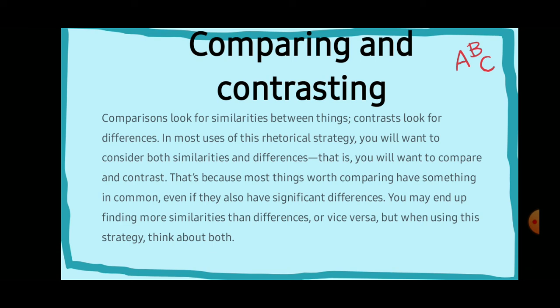Next one would be comparing and contrasting. Comparisons look for similarities between things. Contrasts look for differences. In most uses of this rhetorical strategy, you will want to consider both similarities and differences. That is, you will want to compare and contrast. Comparing and contrasting can be used for a single paragraph or for an entire essay. It is a very excellent strategy to use in writing or reporting, or in making an argument or giving a speech to persuade your audience.